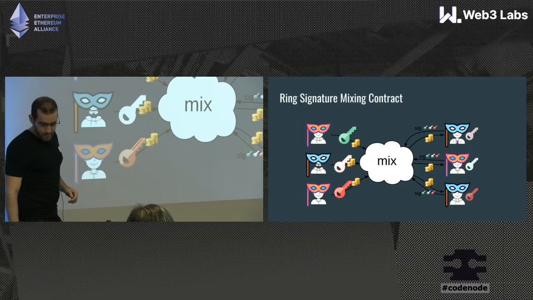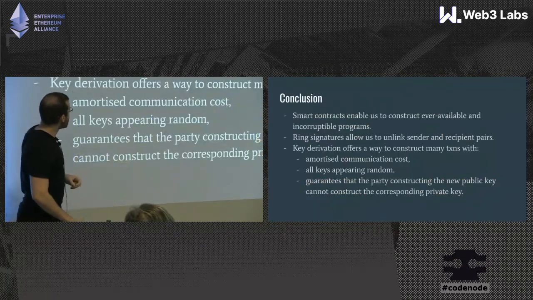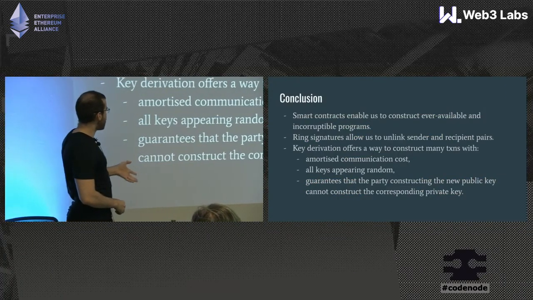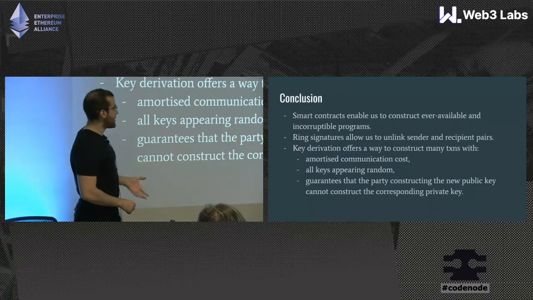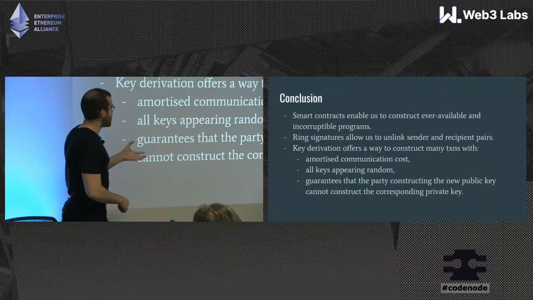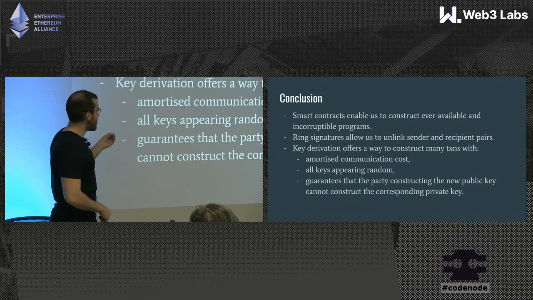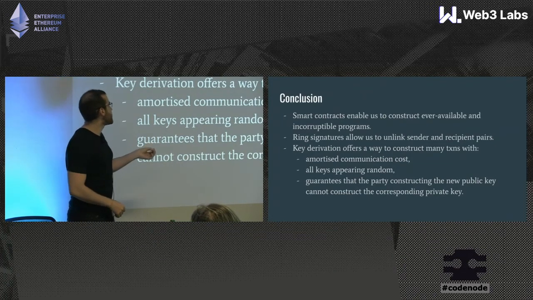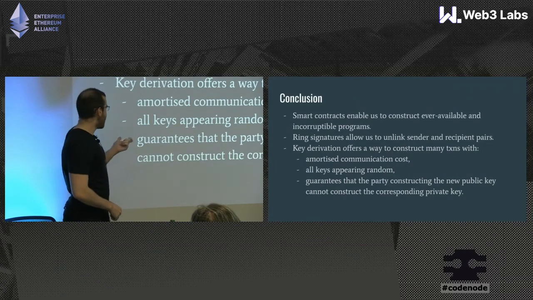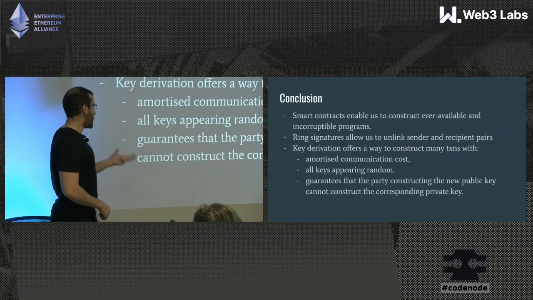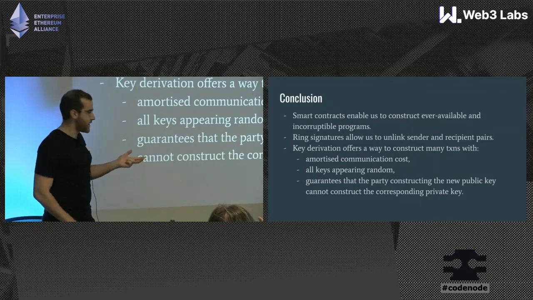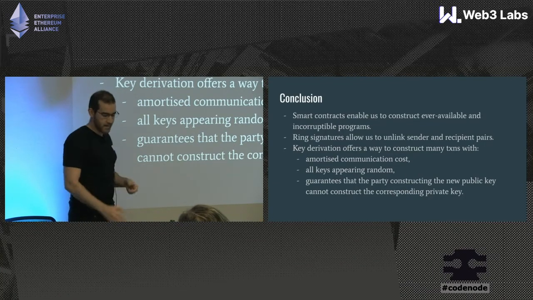So the conclusion, we have a smart contract that enables us to construct ever available and incorruptible programs. The ring signatures allow us to unlink sender and recipient pairs, information theoretically and statistically. The key derivation offers a way to construct many transactions with amortized communication cost, all keys appearing random to third parties, or to parties without the shared secrets, and guarantees that the party constructing the new public key cannot construct the corresponding private key due to the security given by elliptic curves.